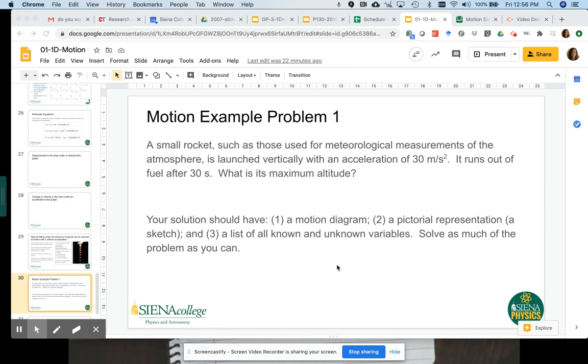Hey everyone, we're going to do a problem from 1D motion. This is in the slides. It's about a rocket getting launched upward. It is accelerating at a rate of 30 meters per second squared for 30 seconds, and it runs out of fuel. And the question is, what is its maximum altitude?